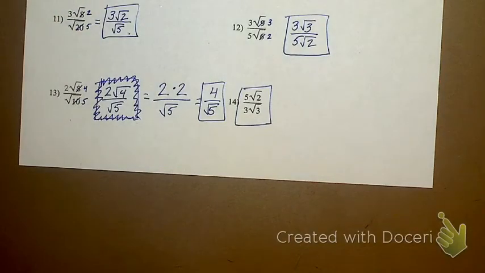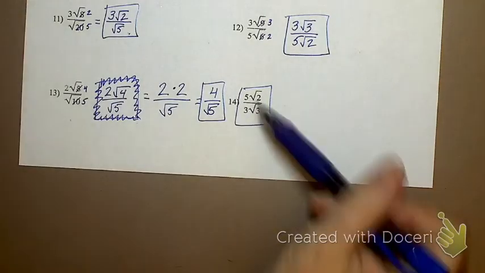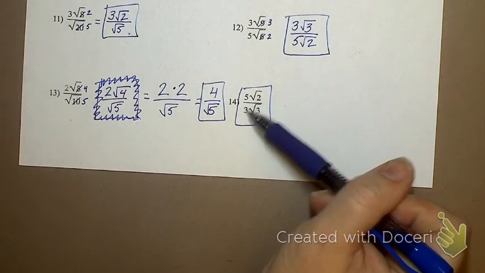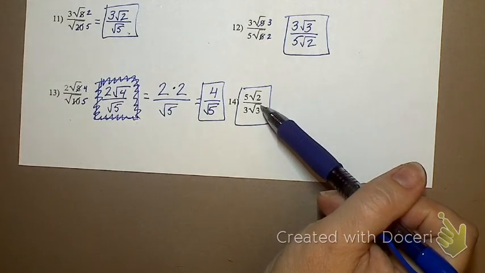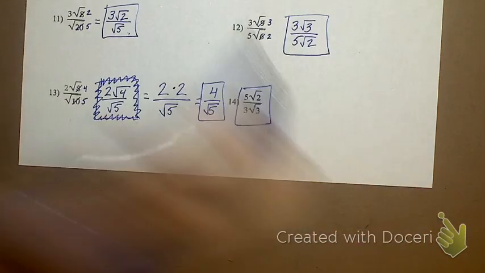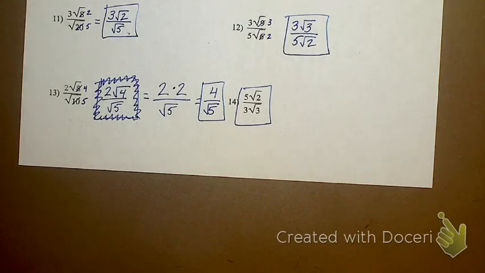Everybody understand why number 14, it is its own answer? Because 5 over 3 doesn't reduce, and 2 over 3 doesn't reduce. We good? All right. Happy studying.